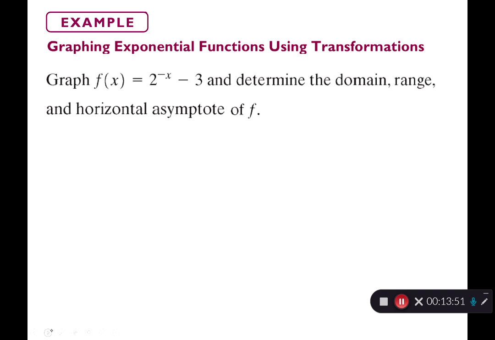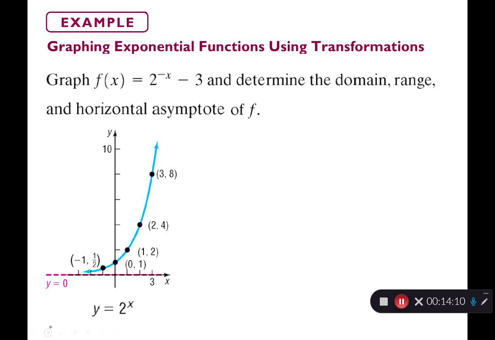All right, so here's a pretty straightforward problem. I'd love for you to take a read. Graph f of x equals 2 to the -x minus 3. Determine the domain, range, and horizontal asymptote. All right, so what I'm going to do is give you what I would consider the parent graph, which is 2 to the x.